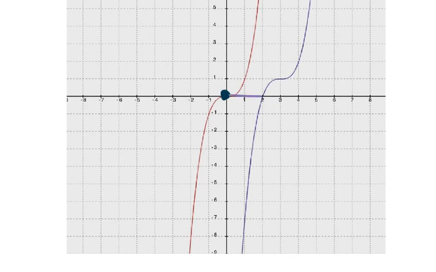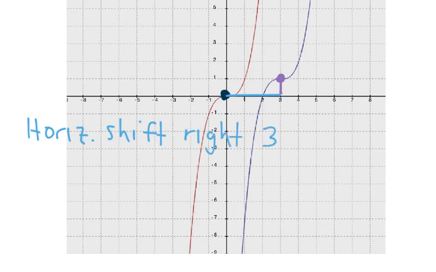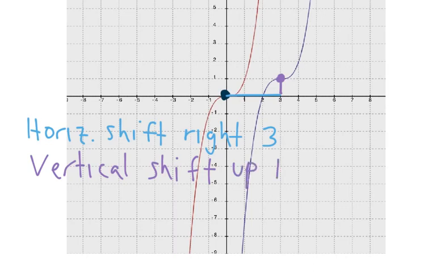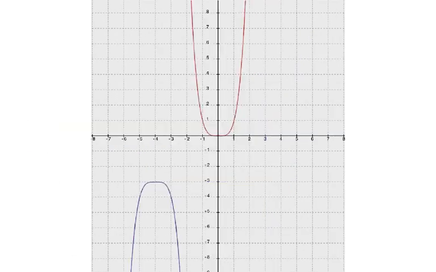It moved over, it looks like 3 times, and then it moved up, it looks like maybe once here. So what you're going to do is you're going to describe what happened to the graph using the mathematical language. Okay, well this is pretty easy. It's a horizontal shift right, and it was shifted to the right 3 times. And we had a vertical shift up 1. And now you've described the transformation.